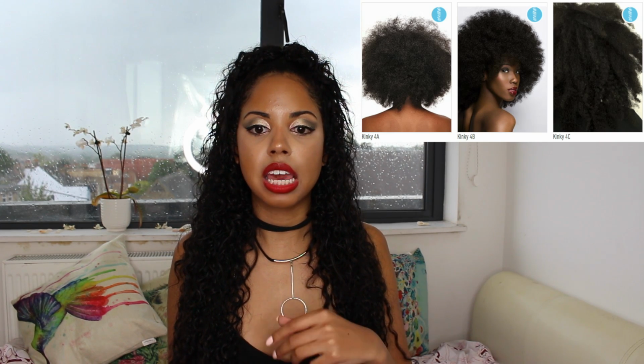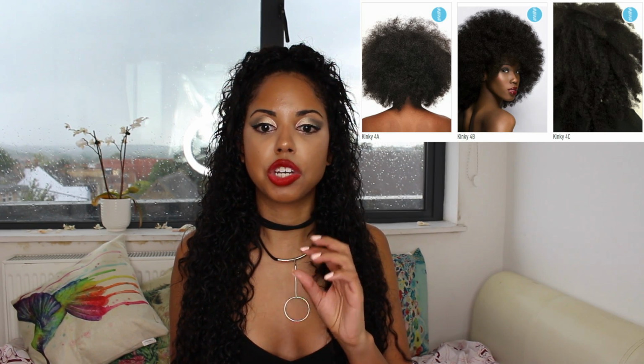So type 4A, the corkscrews are the circumference of a crochet needle. Type 4B, the corkscrews are the shape of about a spring of a pen, like that small. And then type 4C is exactly the same as 4B, but it has a bit more shrinkage and it's more dense. What I would suggest is lots of moisturising products and also lots of protective styles.